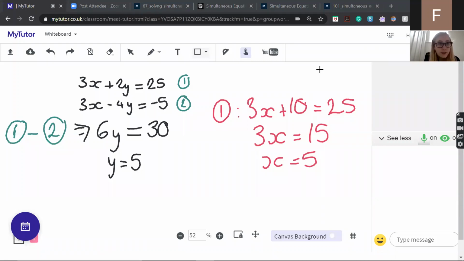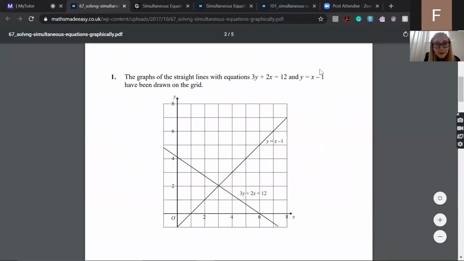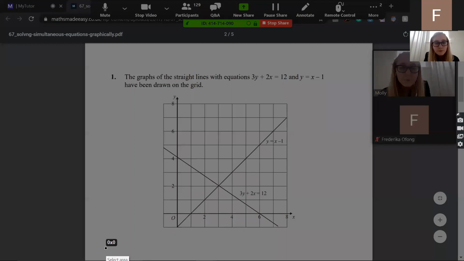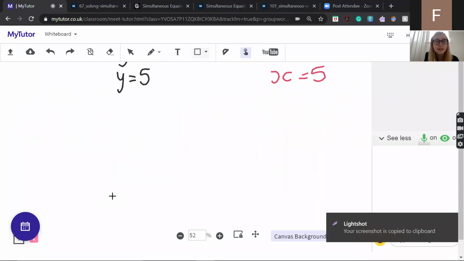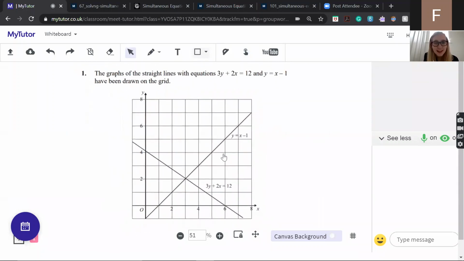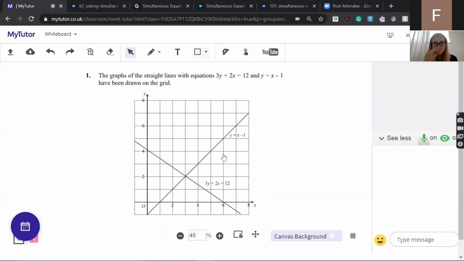Hopefully, if I can get these tabs to work. The reason I can't go through loads of these is because it's very hard to draw accurate graphs on here. But hopefully one example should kind of show you. Okay, so here we've got the lines with equations 3y plus 2x equals 12, so that's this one. And y equals x minus 1, that's this one.